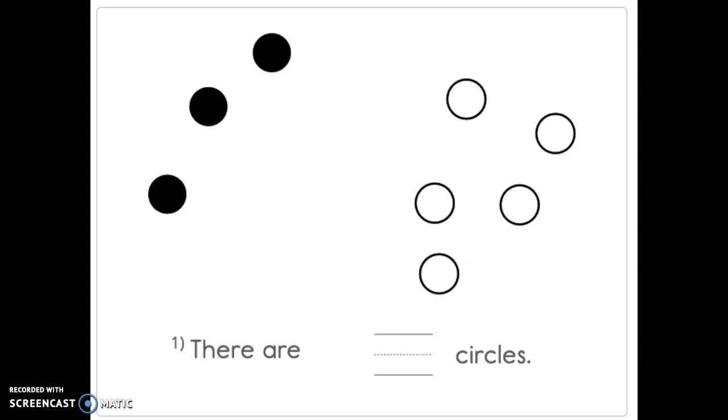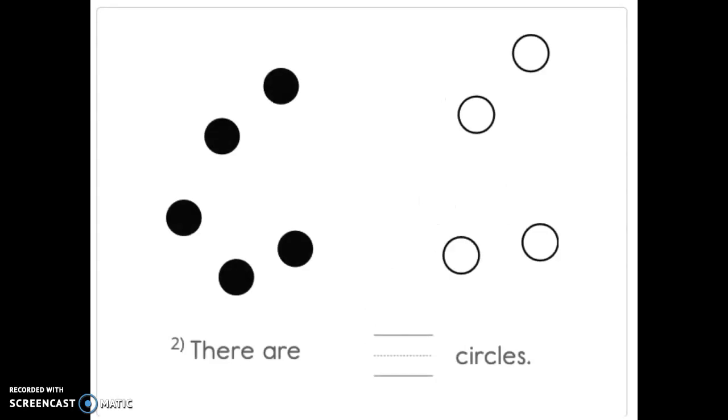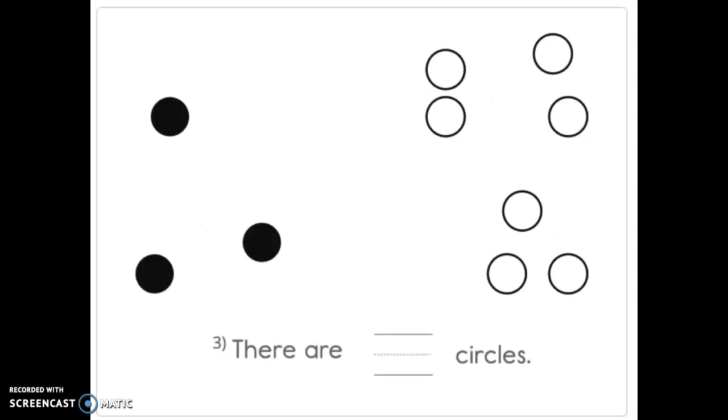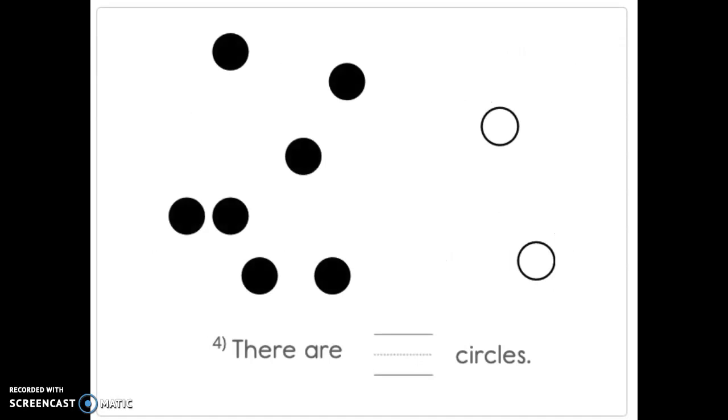I will be sending you these activities as well, hopefully on Seesaw. So what I'd like you to do here is, once these have been uploaded, I'd like you to count the circles and then put the number in the blank space provided. Again, there are only 4.